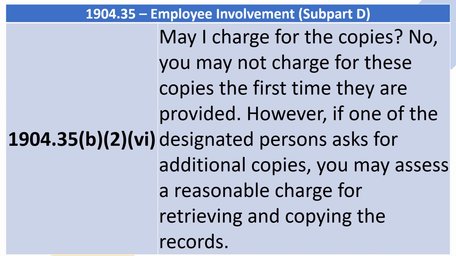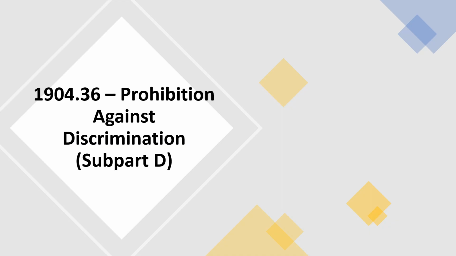1904.35(b)(2)(vi). May I charge for the copies? No, you may not charge for these copies the first time they are provided. However, if one of the designated persons asks for additional copies, you may assess a reasonable charge for retrieving and copying the records. OSHA 1904.36, Prohibition against discrimination.